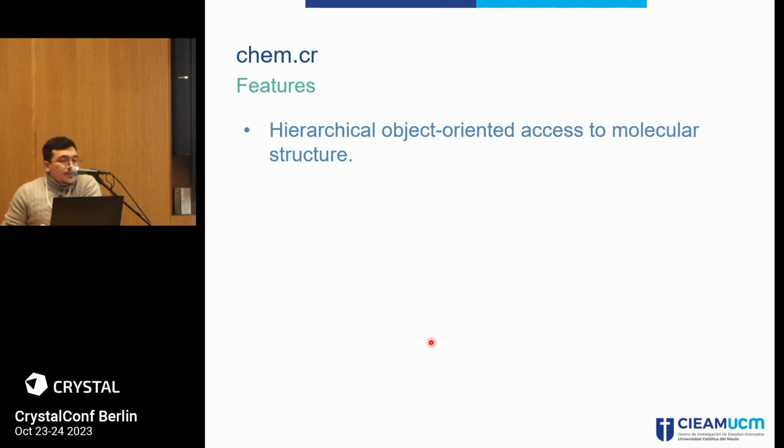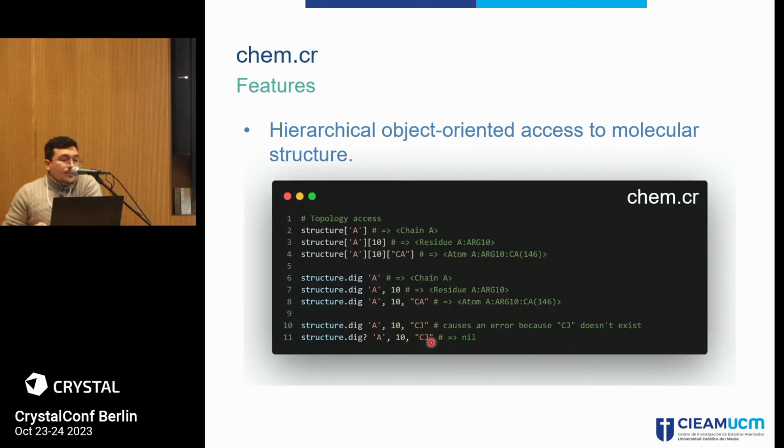The hierarchical object-oriented access to molecular structures is really important because chem.cr was developed following a programmatic way to select the parts of the structure that you are interested in. For instance, you can select the chain A, right? The amino acid number 10 and the carbon alpha, the CA carbon. And you can do it in this way or using the method dig, and this returns another object, and you can access all the properties of this object.